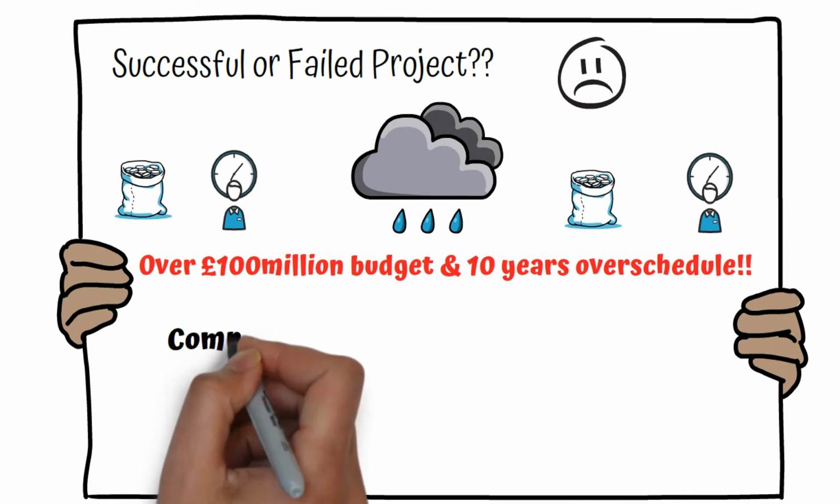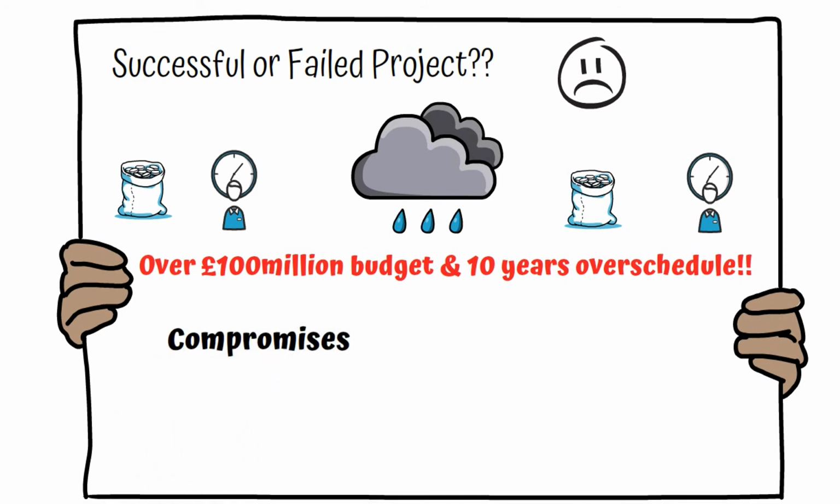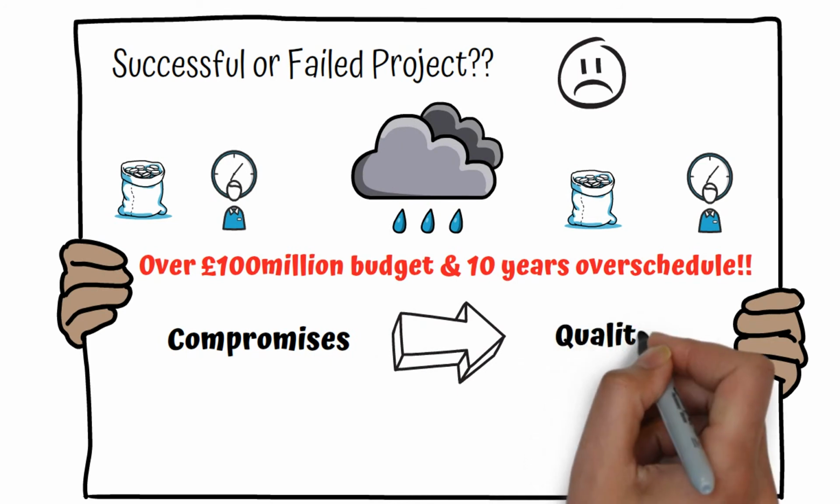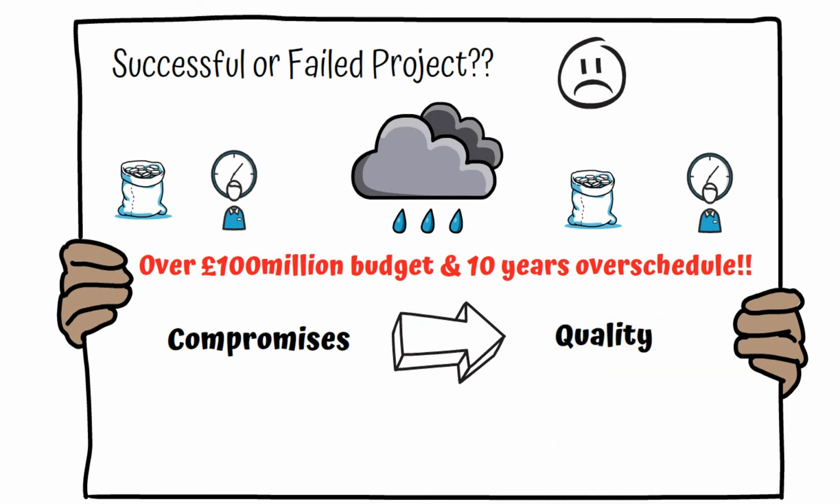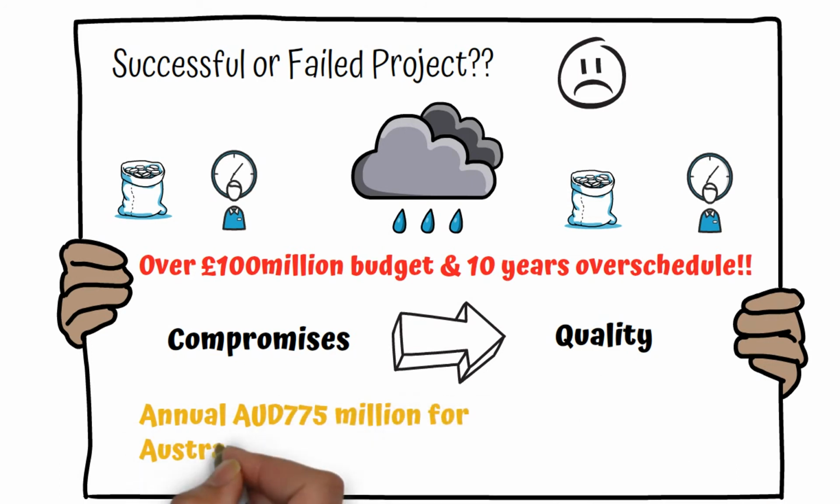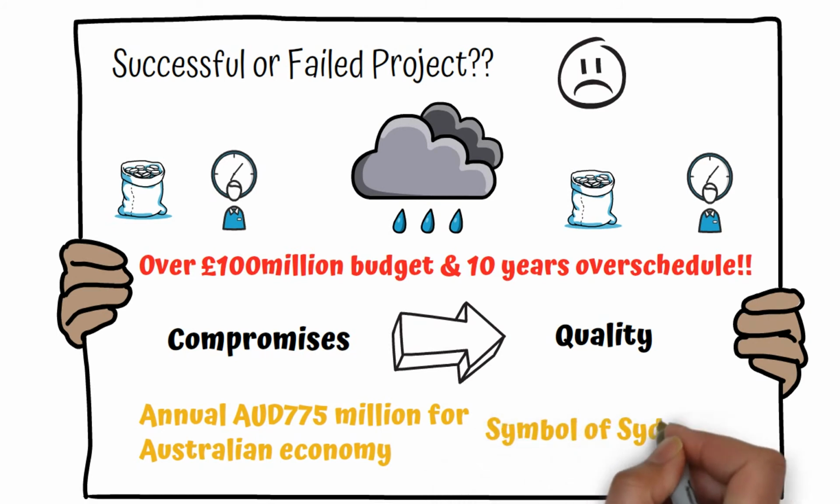Despite these overruns, compromises were not made on the quality, which meant the Opera House is an incredibly successful and profitable project. In 2013, it was estimated the Sydney Opera House was worth $4.6 billion and contributes $775 million annually to the Australian economy. The Sydney Opera House is a good example to use to understand that if one or two aspects of the Iron Triangle are compromised, it does not always mean the project is a failure.